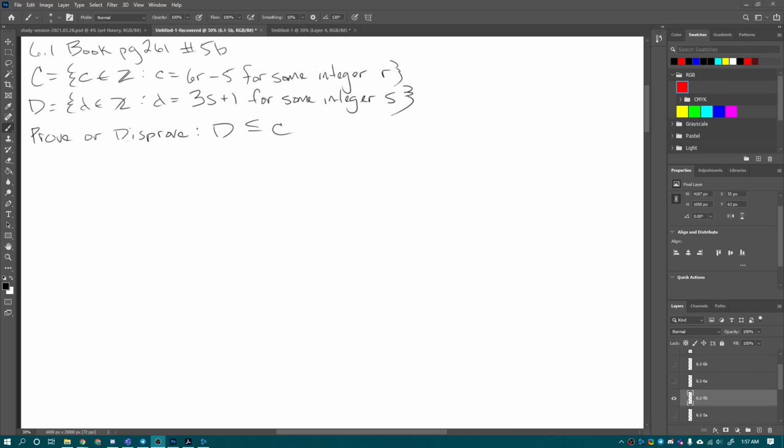Okay, guys, this is the second problem from chapter 6.1. This problem comes from the book. It's from page 261, and it's problem number 5, part B. We'll start by defining two sets.